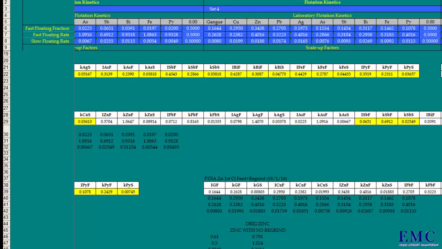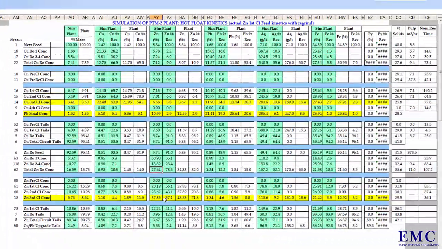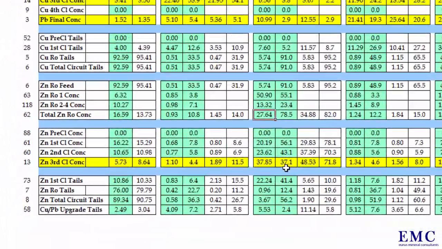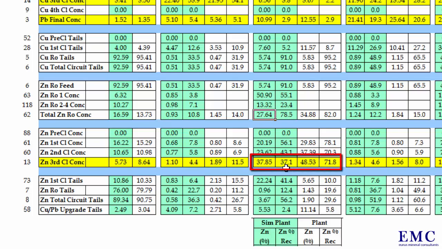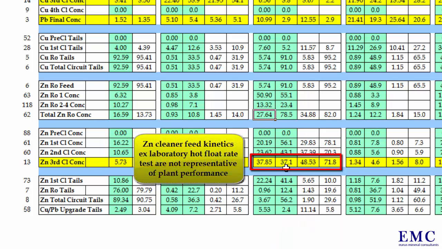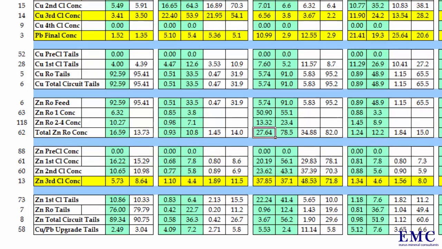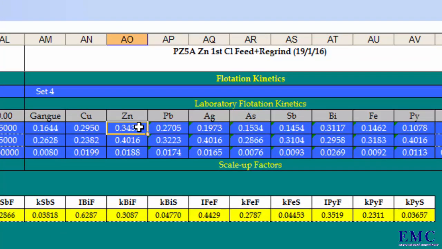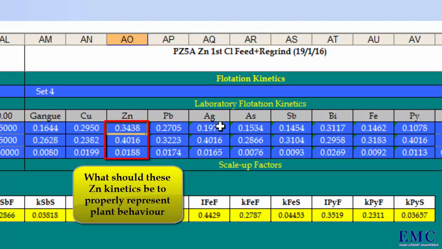So what do we do from here? So if we go back to the mass balance, unfortunately from the test what we have is that gave kinetics that are low and are not representative of the plant performance across these zinc cleaners. So what we can do is that we can go back to the kinetics knowing that the recovery in the plant is 71.8%, and we can change these kinetics as to what should they be for the simulation to reproduce what the plant does.